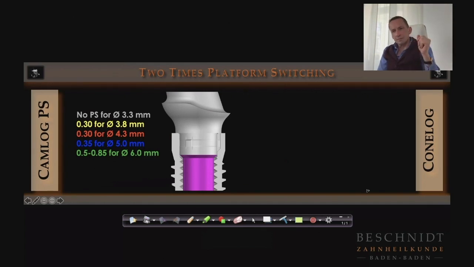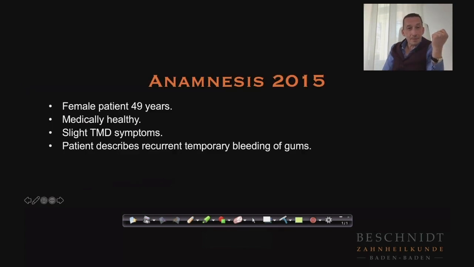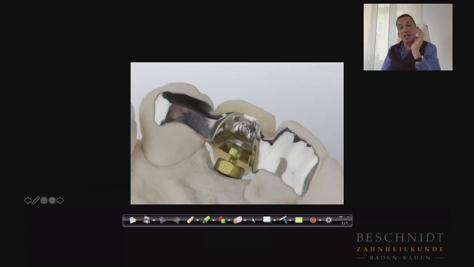What about the Conelog? Here we have the platform switching starting from the 3.3 with 0.25. And then we have platform switching up to the 5. We don't have a 6 millimeter implant here. Looking at the case, here we have a lady with a bony resorption at the lateral. So with the platform switching and the Conelog, we try to keep bone, but at the moment we don't have bone. So what did we do?